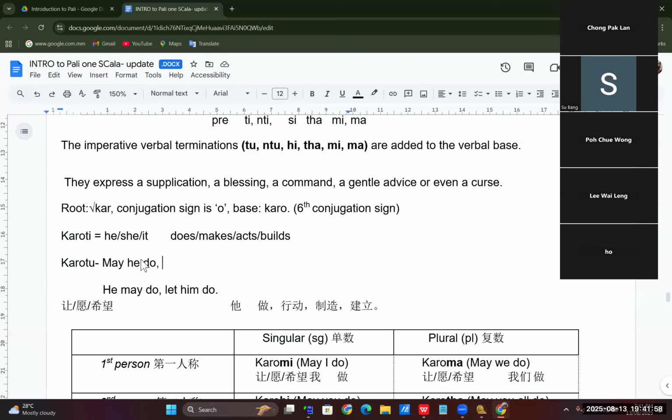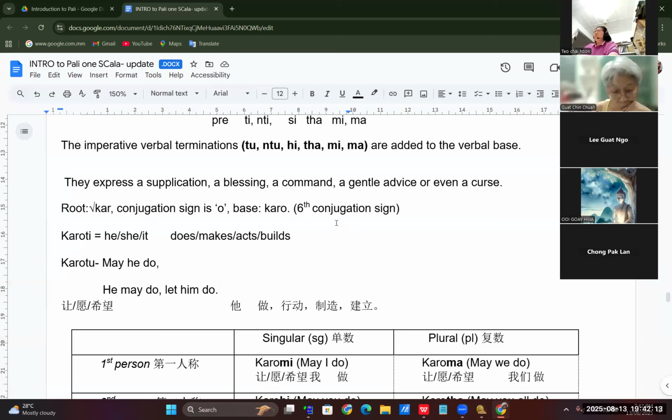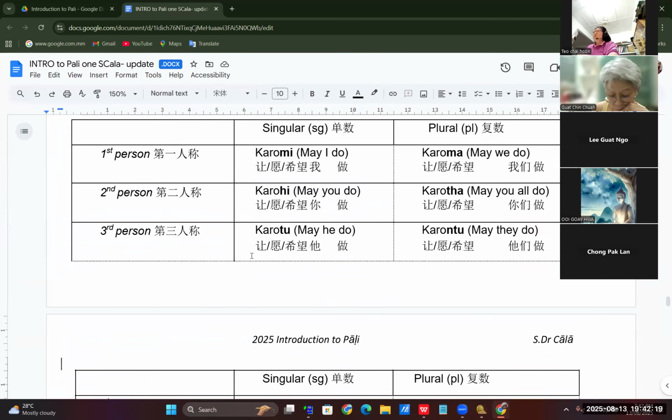So when we say may he do, it's kind of like a wish. He may do is also kind of like a wish. Let him do may be a command. You know, let him do this, let him do that, is a command. It depends on how we say it. Right? So tu and ntu hi tha mi ma. So you have the Pali. Tu and ntu hi tha mi ma. So you just recite.